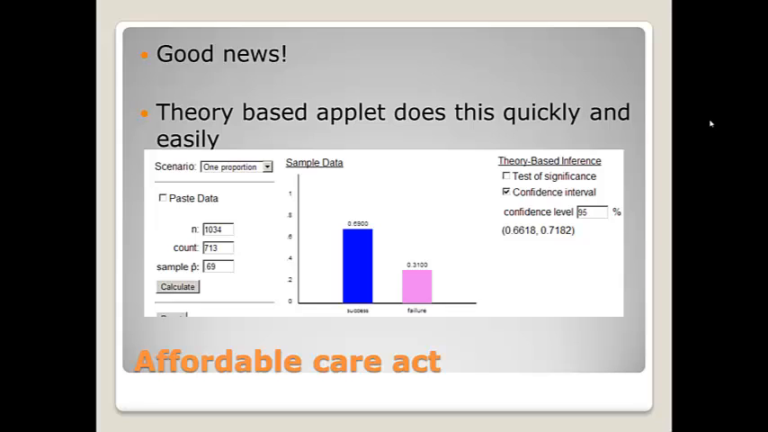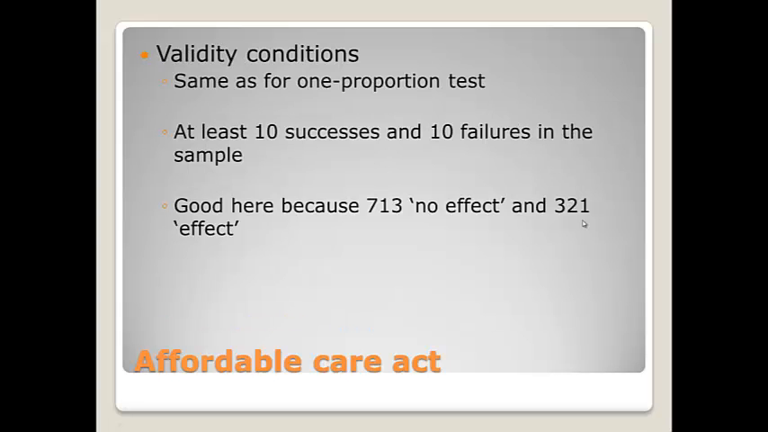Now the good news is, while that formula isn't terribly complicated, there's a fair number of things going on. The theory-based applet will do this quickly and easily. You can see here that you can enter your data on the left side, sample size, and then you can either enter in the count, or in this case the sample proportion, 69%. Click on confidence interval, and it will immediately compute the confidence interval for you at whatever confidence level you want.